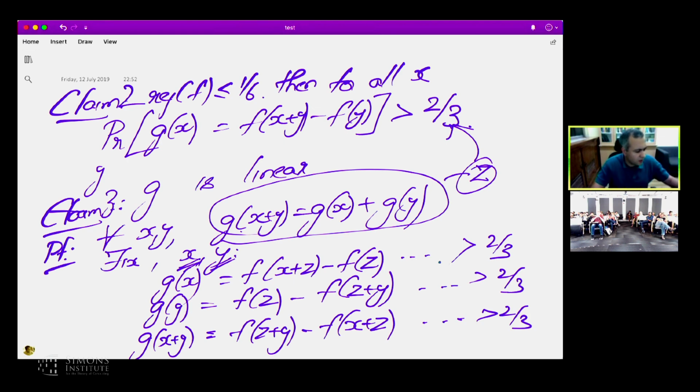So one can prove this claim. While proving this claim, to show this worst case condition, for every x we needed g of x plus y equals g of x plus g of y. We use the z which came from claim 2 to show that more than 2/3 of the z's witness the fact that g of x is equal to f of x plus z minus f of z. The same z witnesses f of z minus f of z plus y. Therefore, there will be one z that witnesses g of x plus g of y equals g of x plus y, and that's enough to conclude this fact. So what does this tell us? If you now go back to the picture which we had.